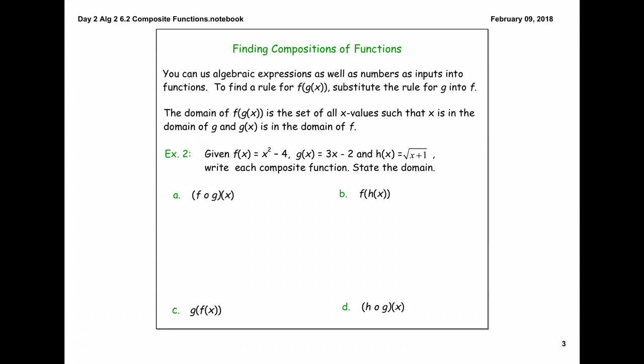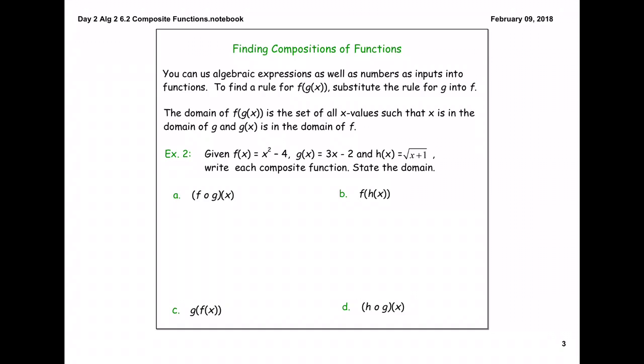So in example 2, we're given f of x is equal to x squared minus 4, g of x equals 3x minus 2, and h of x equals the square root of x plus 1. Write each composition of functions. State the domain.